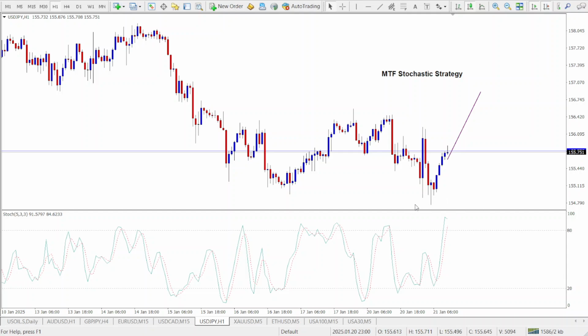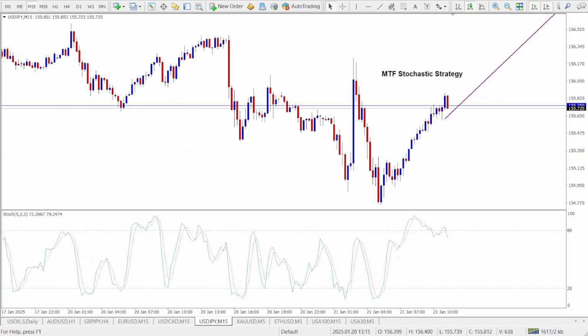This context from the higher time frame helps to confirm the signal from the 15 minutes. In essence, we are using the higher time frames to filter out noise and confirm the strength of the trend that we are seeing on the lower time frame. Now let's make this even more practical. This is the USD JPY pair.